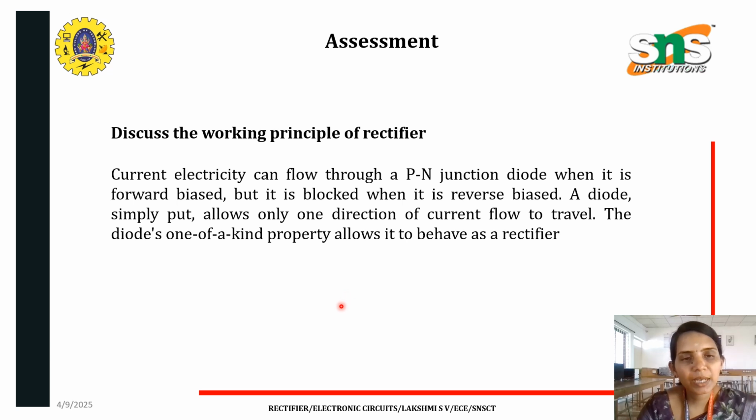Today's assessment is to discuss the working principle of a rectifier. As I told, the main component which acts as a rectifier is our PN junction diode. The unique property of the diode is that it allows current to flow only in one direction. This concept of the diode made it function as a rectifier. So this is the working principle behind the rectifier process.